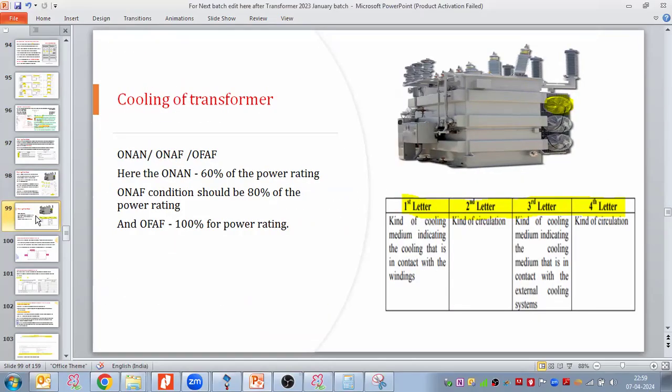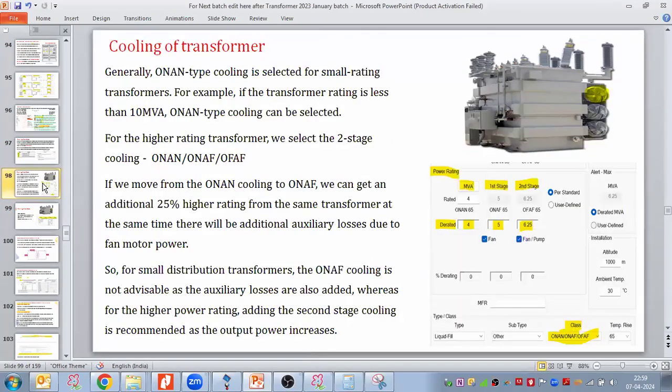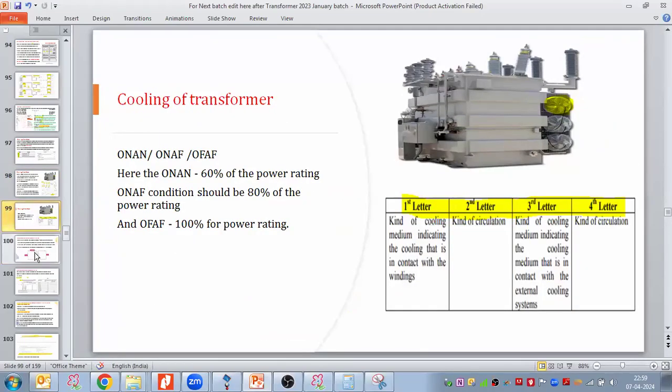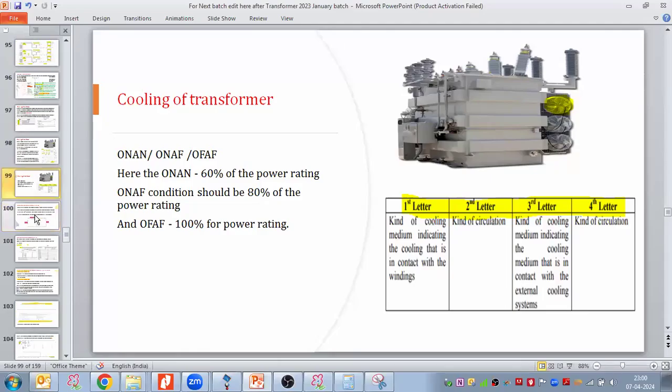At what MVA level above are we using OFAF? Generally more than 10 MVA. Like 50, 60 MVA. Some companies take it above 50 MVA, for 100 MVA they take. I mean, generally from 10 MVA it could be used.